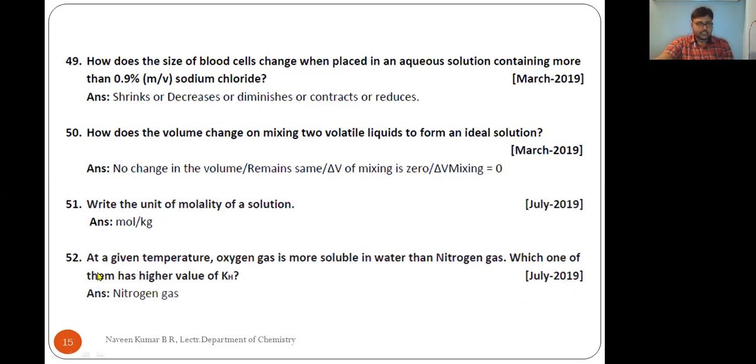Supplementary of 2019, question 52. At a given temperature, oxygen gas is more soluble in water than nitrogen. Which one of them has a higher value of kH? We have seen a similar question. The one which has low solubility will have a higher value of kH. Oxygen is more soluble, so it has a lower value of kH. Nitrogen has less solubility, hence it has a higher value of kH. So the answer is nitrogen gas.